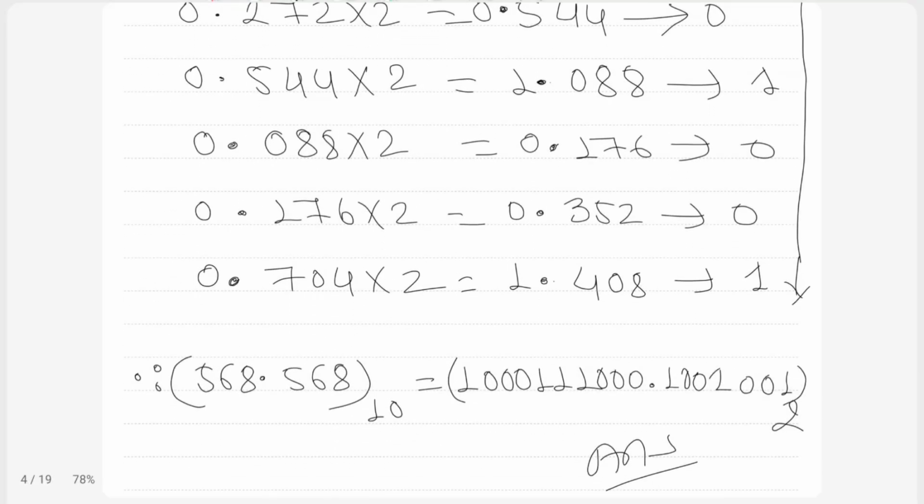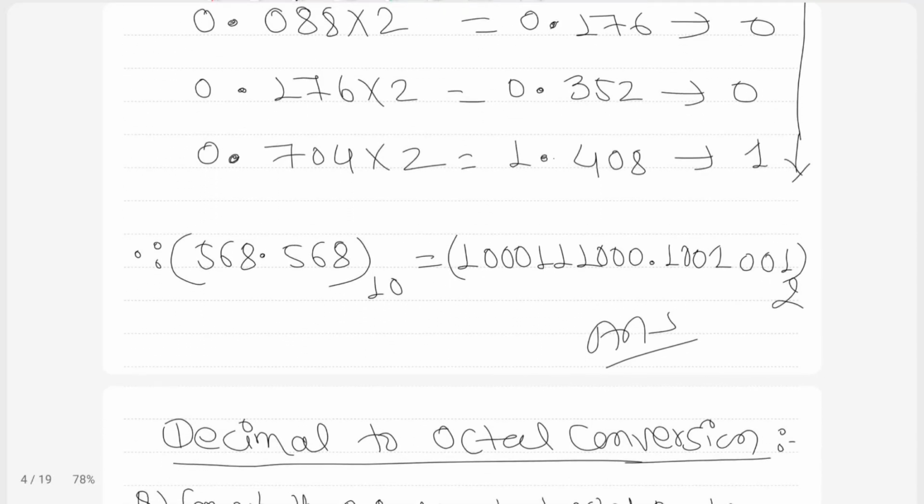Then at last, 56.56 is equal to 1000101.0.1001001 base 2. This is our answer.